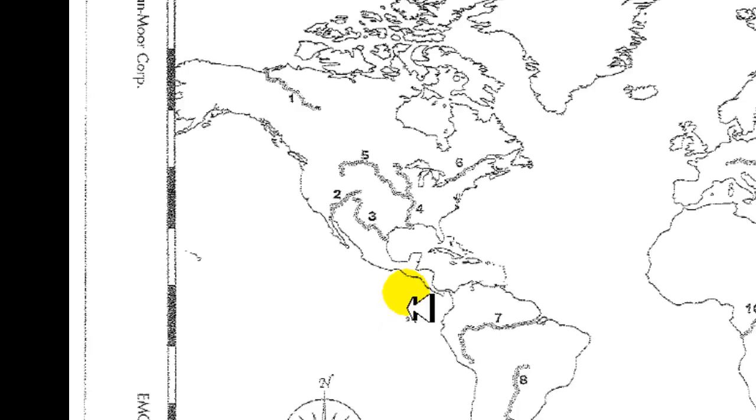Wednesday 2, name the river that links the Great Lakes and the Atlantic Ocean. So the Great Lakes are going to be these lakes up here. They don't show up very well on the map, so I'll show you. The Atlantic is over here. So we have a river in between here and here. What's the name of that river?